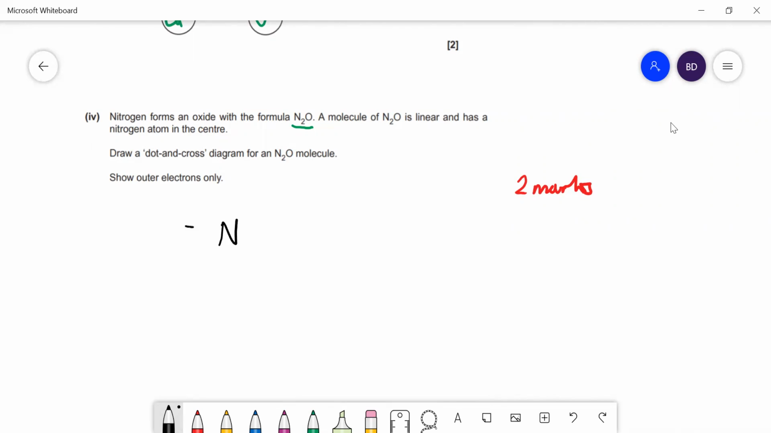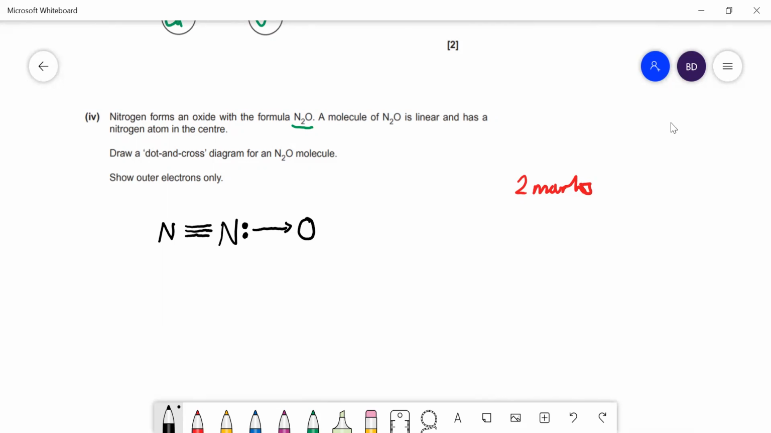So if there's a nitrogen in the middle, joined to another nitrogen, it's got to be a triple bond, hasn't it? Which doesn't really leave much. What's going to happen with the oxygen? But don't forget, nitrogen has got a lone pair. They both can have a lone pair on them, and that can form a dative bond to the oxygen. Okay, and that would give oxygen a full outer shell.